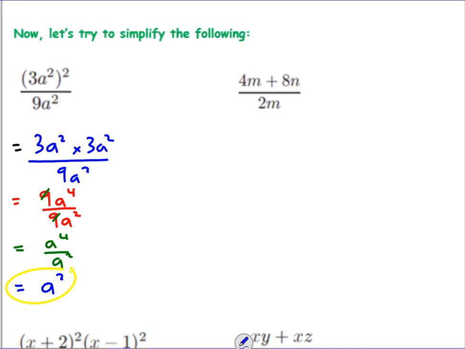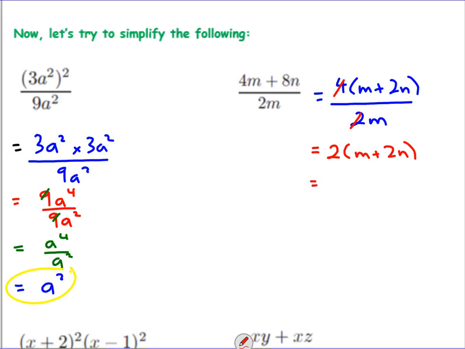So let's see. Perhaps it's just a number. If it's just a number, you can take out 2. You can factorise this by taking out 4 from the top. So 4m plus 2n over 2m. Now, are there any common factors? The only common factor is 4 over 2, which cancels down to give you 2m plus 2n, which is the same as 2m plus 4n.